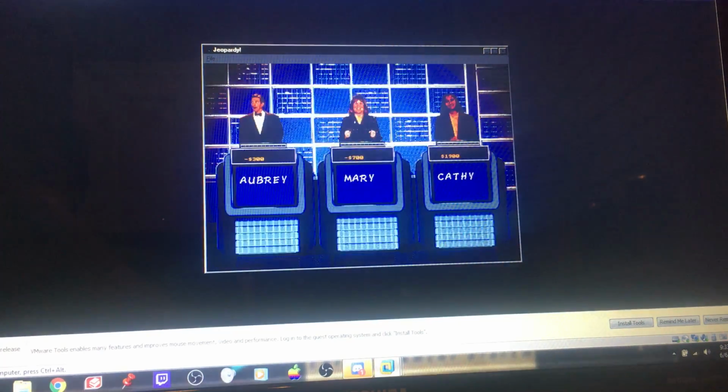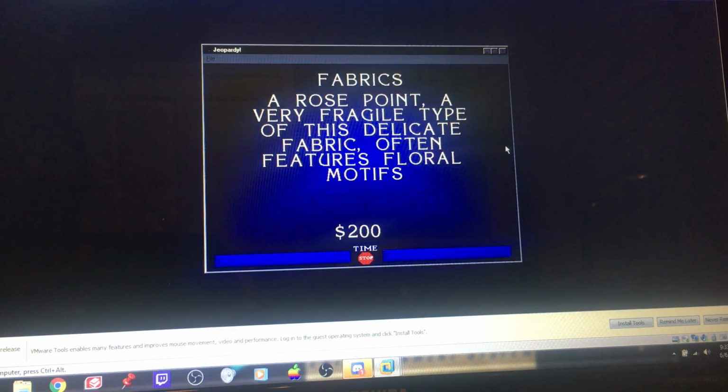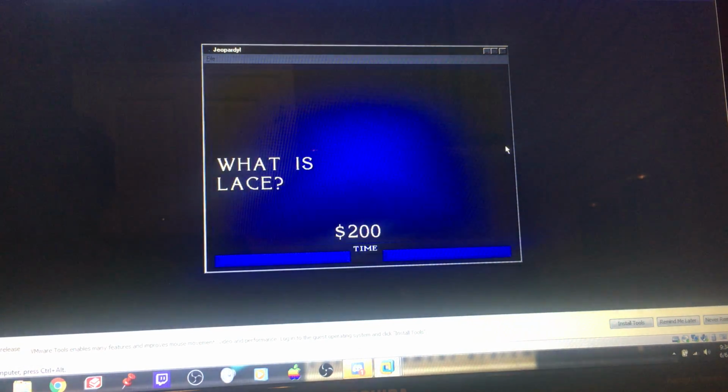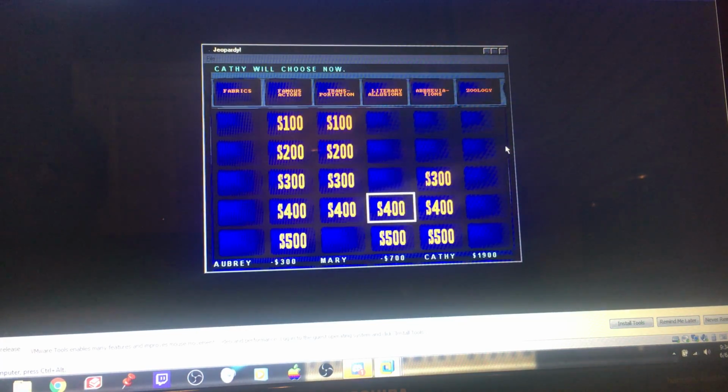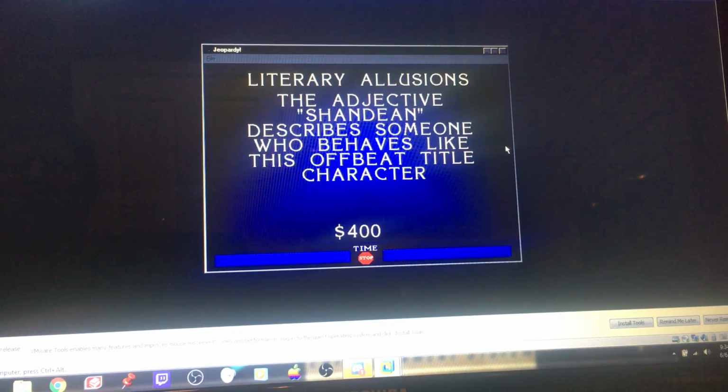Make another selection. A rose point, a very fragile type of this delicate fabric, often features floral motifs. Lace. The adjective Shandean describes someone who behaves like this offbeat title character. Shandean, I should say.